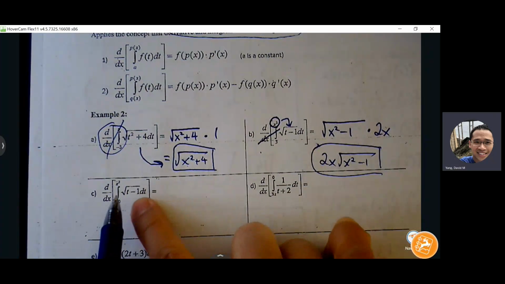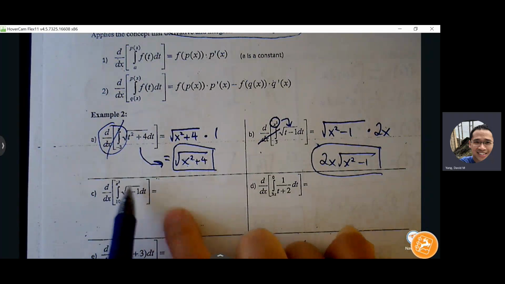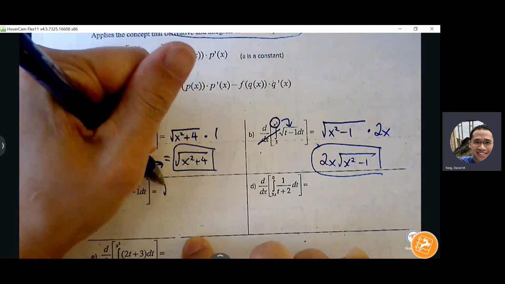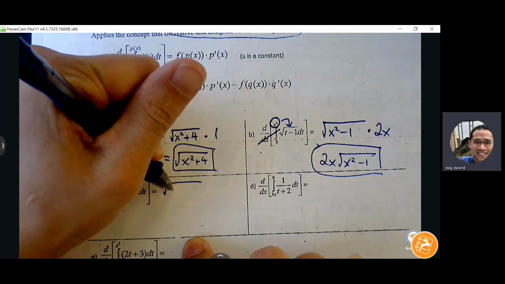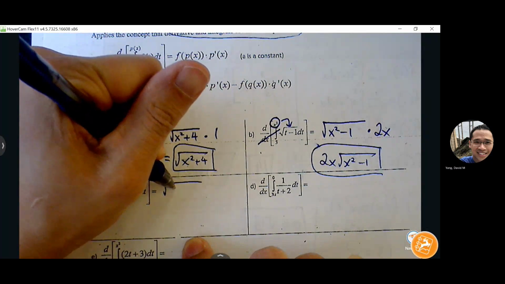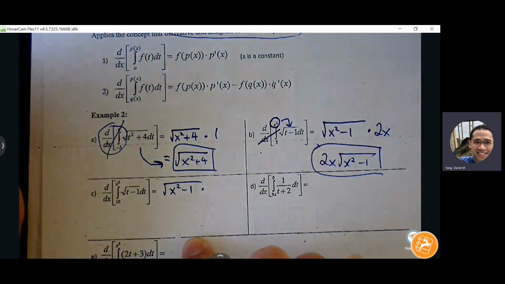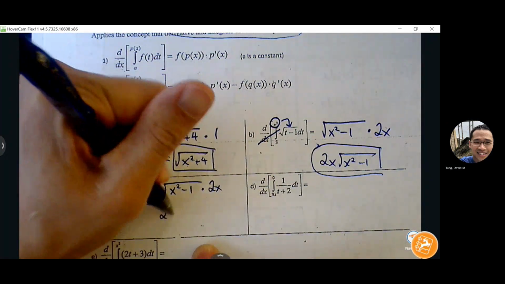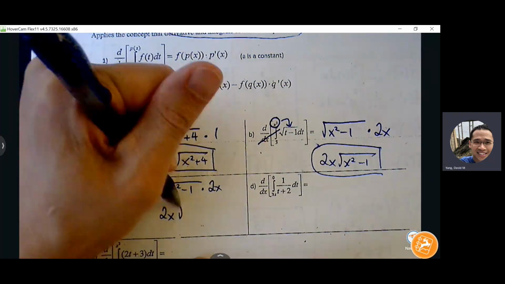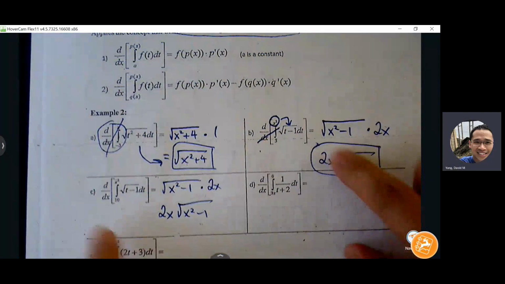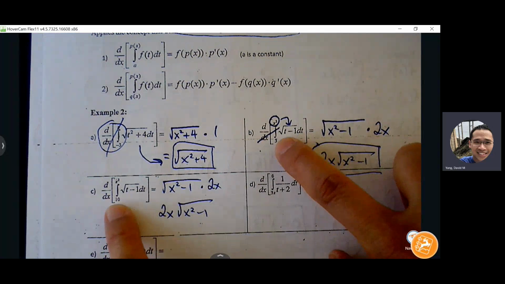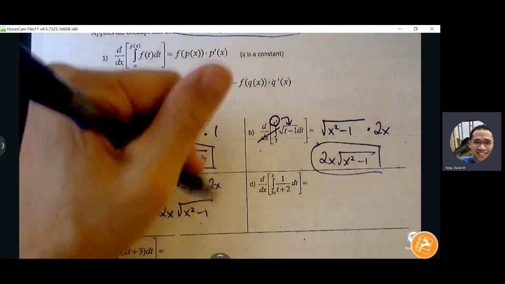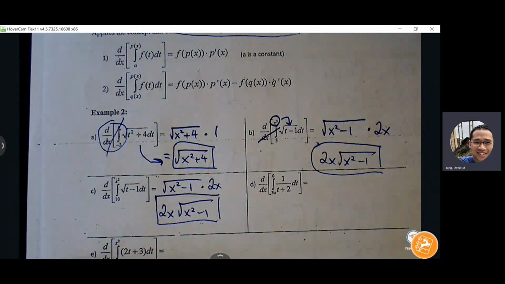Okay, part C. Derivative of a definite integral. We know these two operations will cancel each other out. I don't have to go through power rule with this expression. I can leave this alone. But the upper bound gets inserted, so I get square root of x squared minus 1 times 2x. Okay. What do you notice about parts B and C? They're the same, even though the lower bound is different, right? That shows you that the lower bound has no impact if it's a different constant.